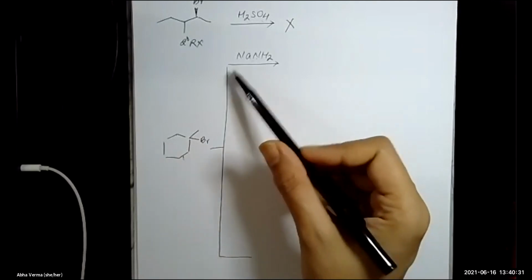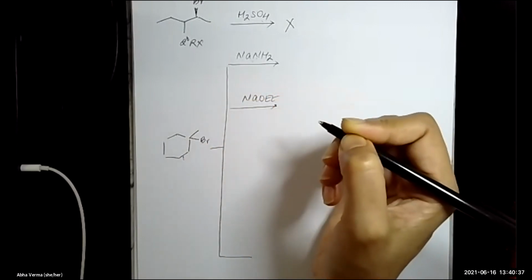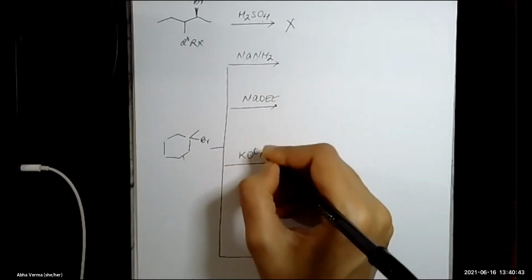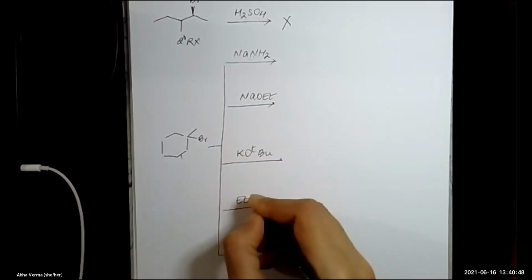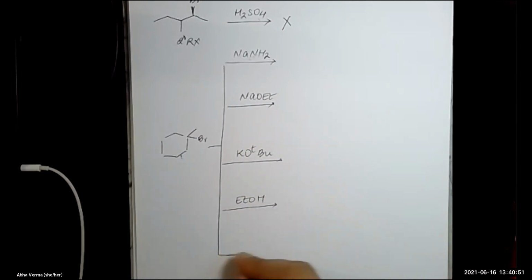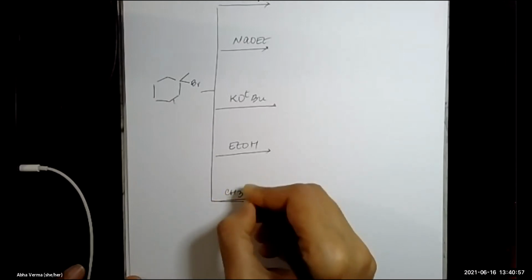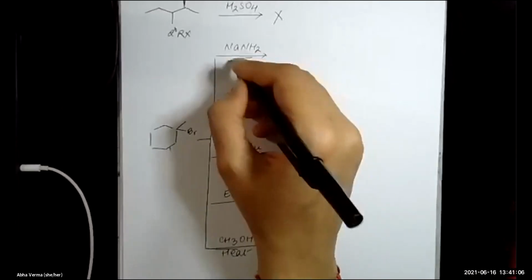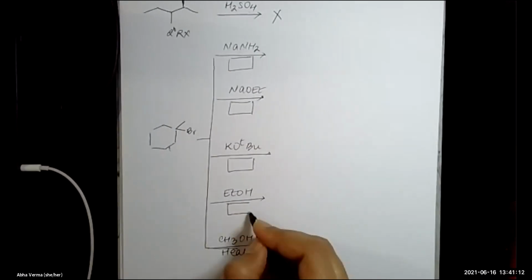What will happen when you react this reagent with sodium ethoxide? What would happen if you react this with potassium tert-butoxide? What would happen if you reacted with ethanol? And what would happen if you reacted with CH3OH and heat? And with all of these, I want you to give me the mechanism that will be operating.